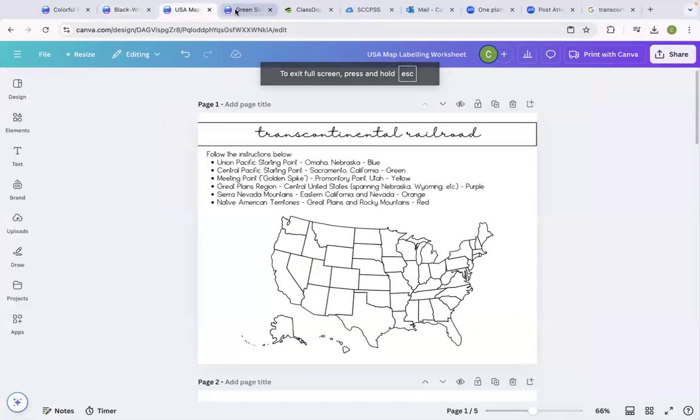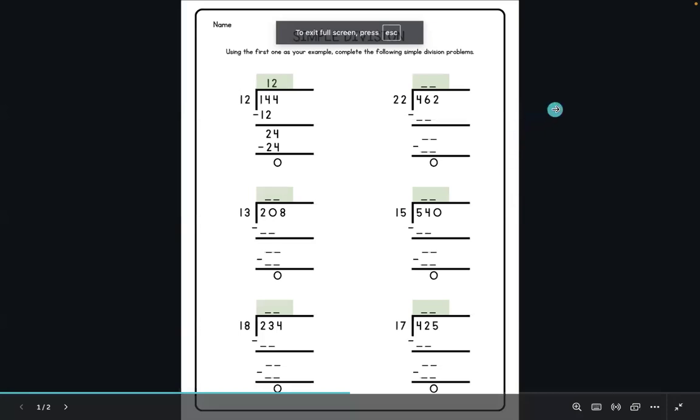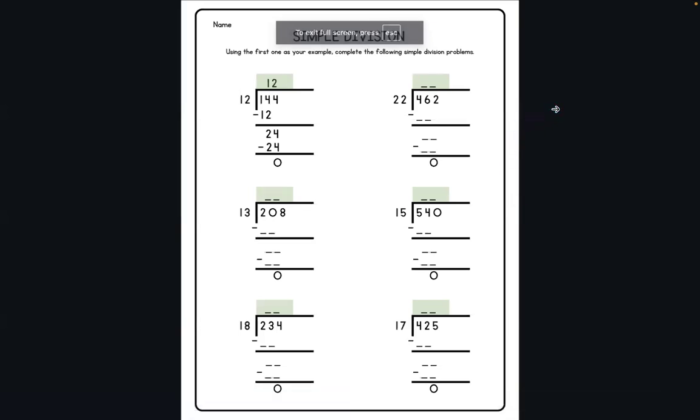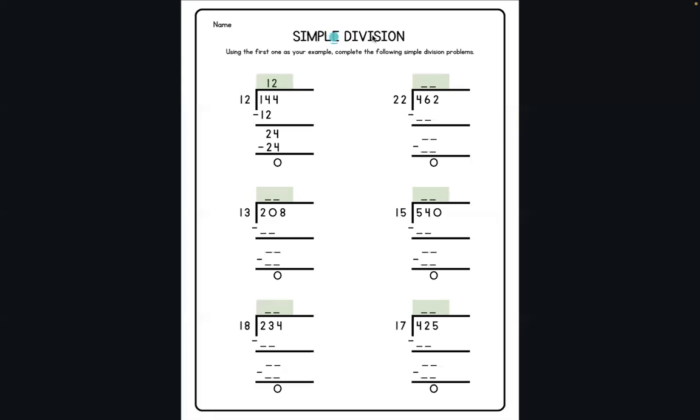We're going to go now into simple division. Now, I know we struggled with this a little bit today, but at the very end, y'all seemed to get the hang of it. So here's some extra practice. I have a first one as your example. You're going to complete the following simple division problems. So we're going to work this out together.